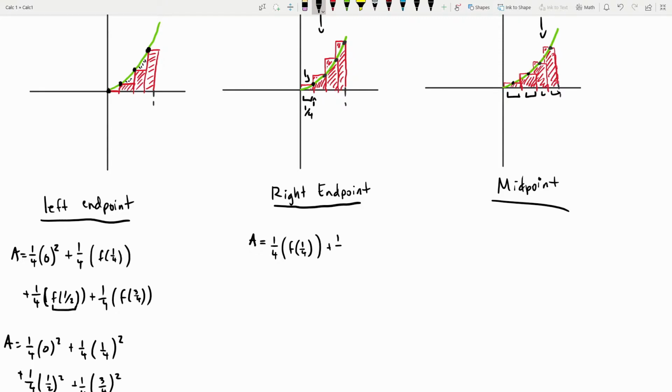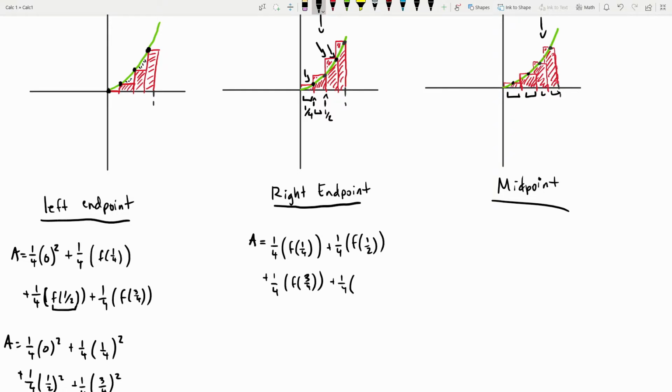Now we go on to do that for the second rectangle, and this one is going to be f evaluated at 1/2, because we will have 2 intervals of 1/4. So this will be f at 1/2, and we're going to add on the area of the third rectangle. This black dot right here has an x value of 3/4. So the height of this third rectangle is exactly the height of this dot, which is equivalent to the function evaluated at that x value.